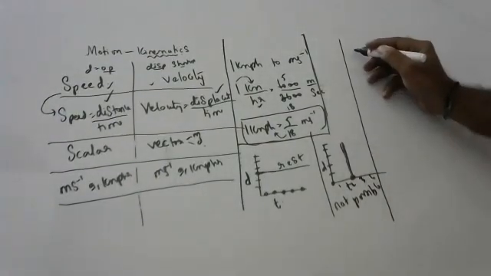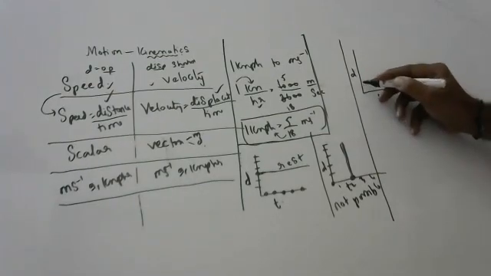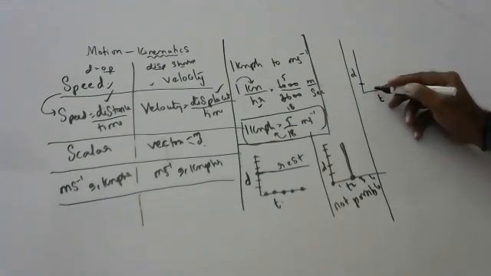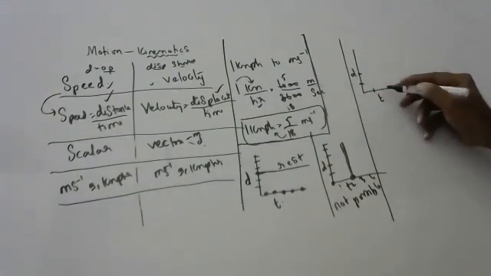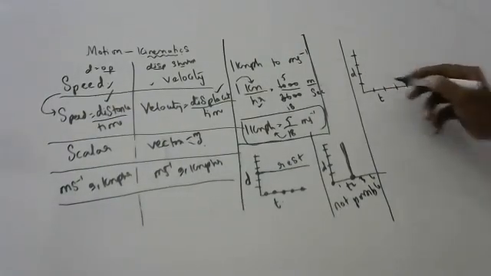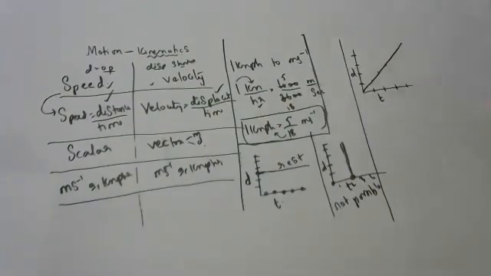Okay, now someone tell me this graph, distance time. Children, please mute your audios. The body is covering equal distances in equal time intervals. Equal distances, equal time intervals. Uniform motion. This is uniform motion.